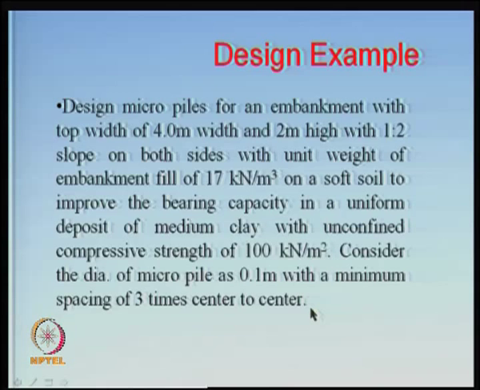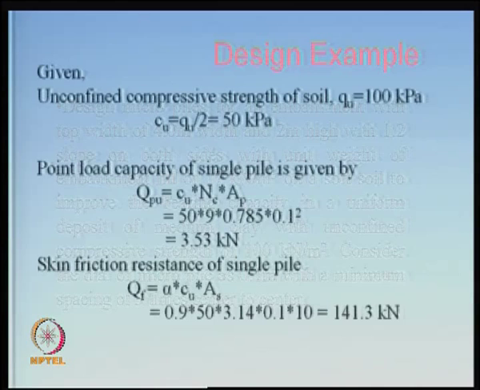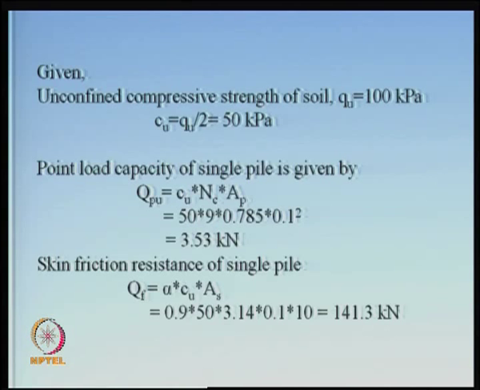So what you are trying to do is construct an embankment on reasonably soft soil, where the unconfined compression strength is about 100, which is reasonably good. What we do is calculate, first, the single pile skin resistance. You know the shear strength is 100.